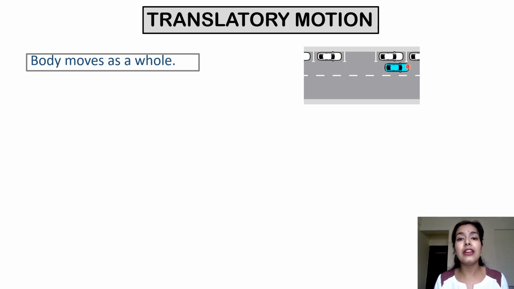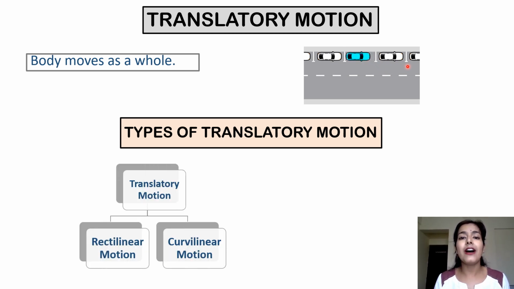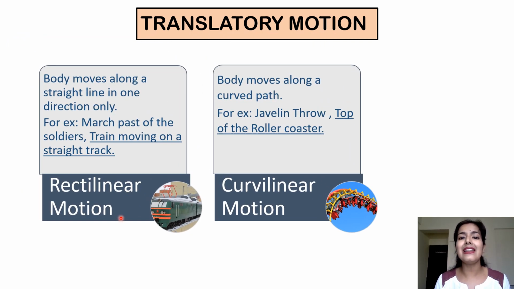We have different types of translatory motion. That is, we have two types: the first one is rectilinear motion and the second one is curvilinear motion. We are going to discuss them one by one. First one is rectilinear motion. What do we mean by rectilinear motion? Rectilinear motion means when a body is moving in a straight path, when a body is moving in a straight line, right?